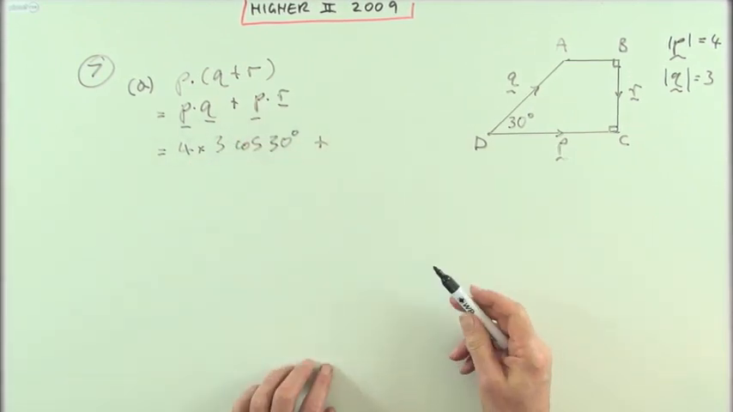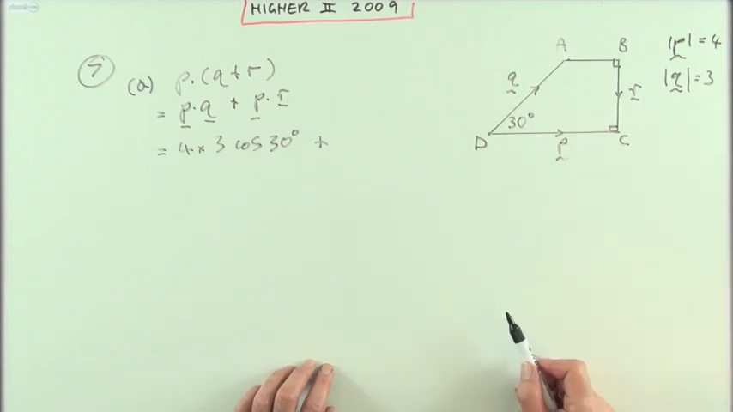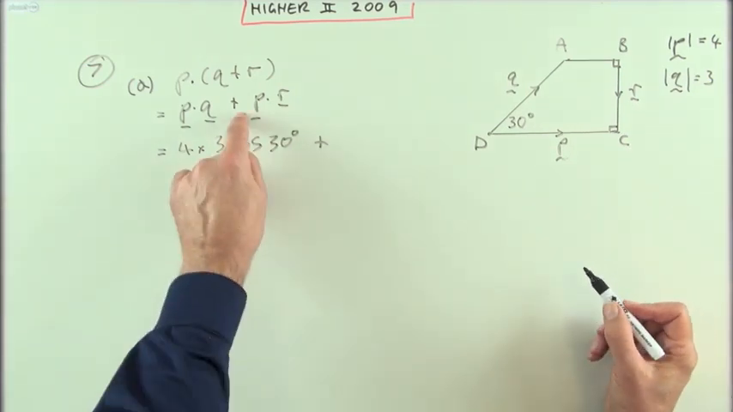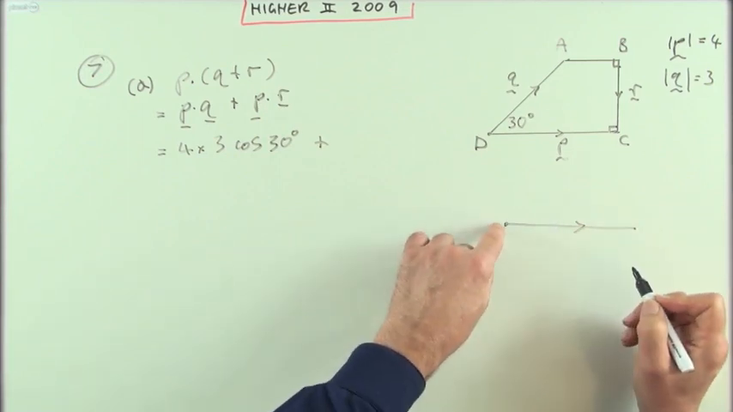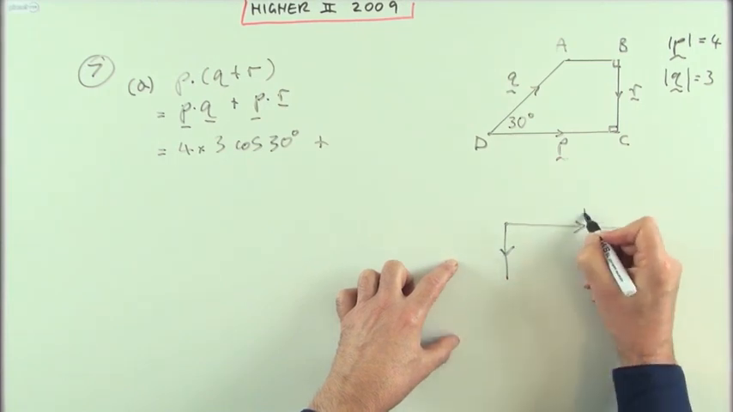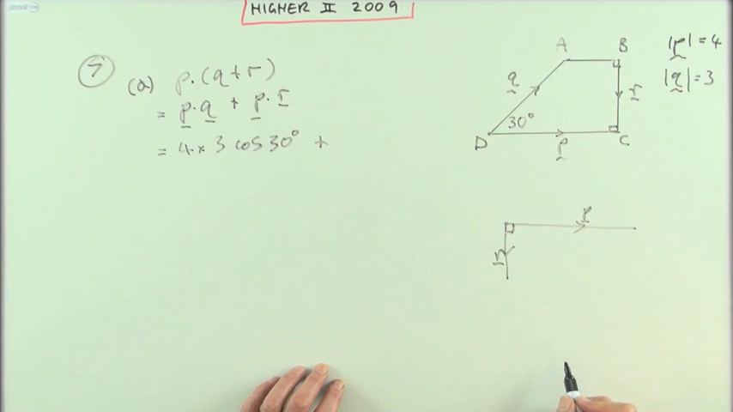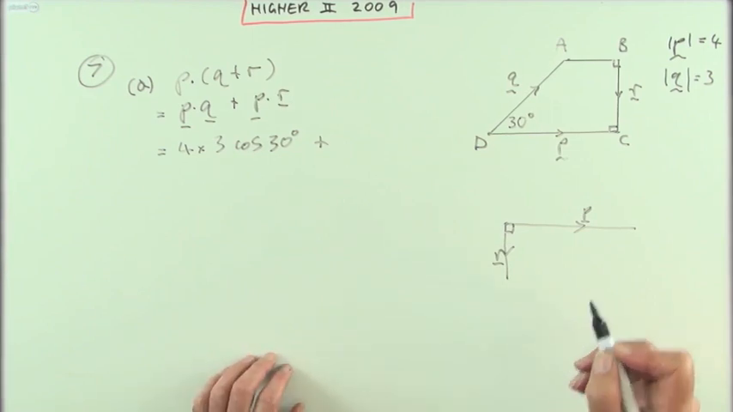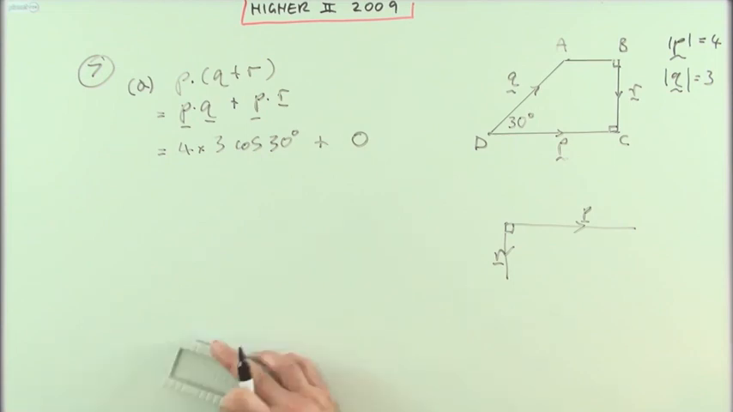P dot R then. Now, P and R don't radiate from the same point. Strictly speaking, if I want P dot R, I'll need to have P and then R radiating from where P starts. I'd have to transfer that down there. So that would be P and that would be R. But in this case, it's irrelevant anyway because it's going to be a right angle. And if they're perpendicular, it simply means the scalar product will be 0.